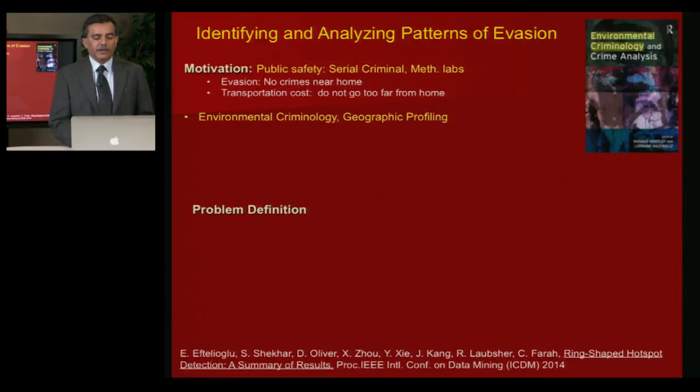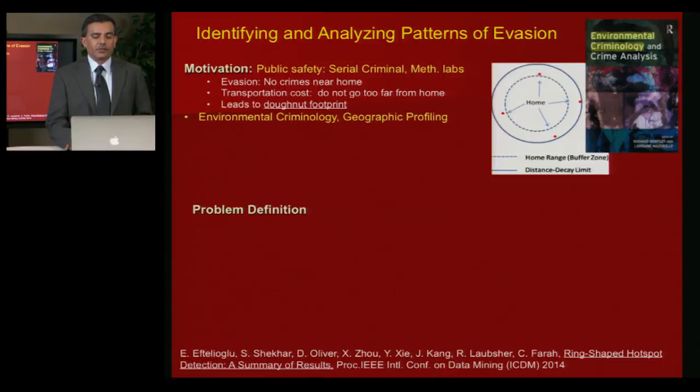Okay. But then they don't go too far either because there is transportation cost. Okay. So if you really see what their crime pattern footprint will look like, it will look like a donut hole, sort of like this. You see these red dots are the activities, and it will kind of be scattered in a ring-like manner.